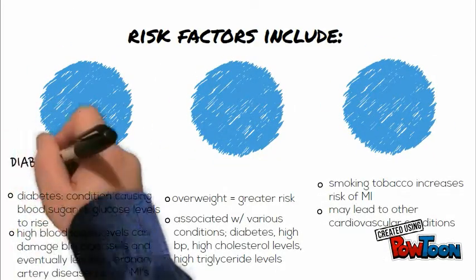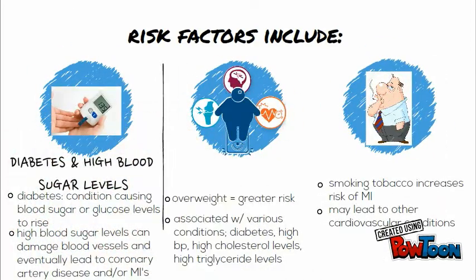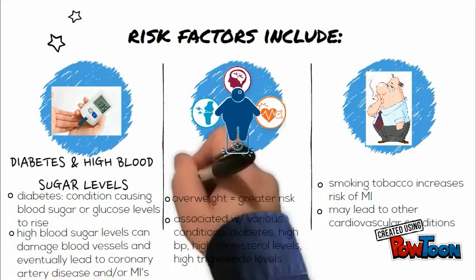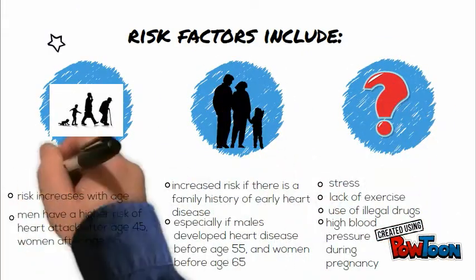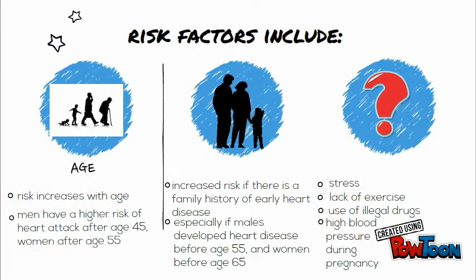High blood sugar levels can damage blood vessels and eventually lead to coronary artery disease and/or heart attacks. If you're overweight, it increases the risk of having a heart attack, as it is associated with various other conditions as listed below. Smoking tobacco also increases the risk of myocardial infarction, and it may also lead to other vascular conditions. Next, we have age, where the risk of having a heart attack increases with age.